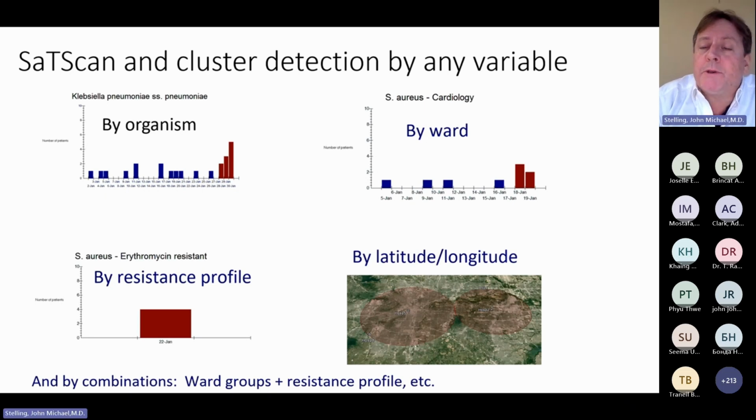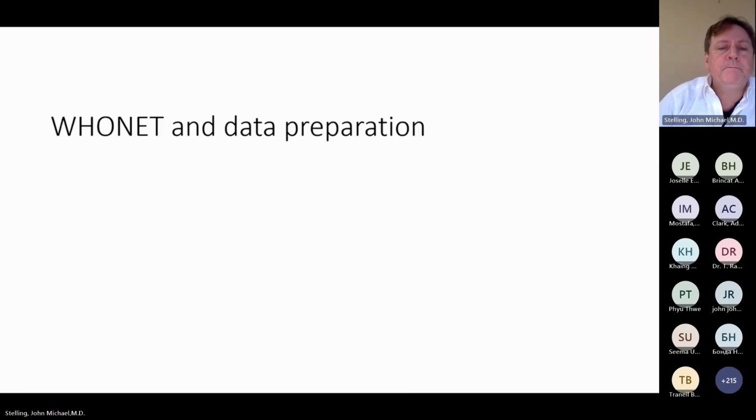At the bottom, you can see you can also combine these together. For example, I would like to look at resistance patterns by ward and by resistance profile. If you have 5 patients with Klebsiella pneumonia with the same resistance pattern in the hospital, that's interesting. If they are in the same room, that's even more interesting. So we can use SaTScan with a single analysis variable, such as organism or ward or resistance profile, or we can combine them together with 2 variables, and we'll talk about that later.